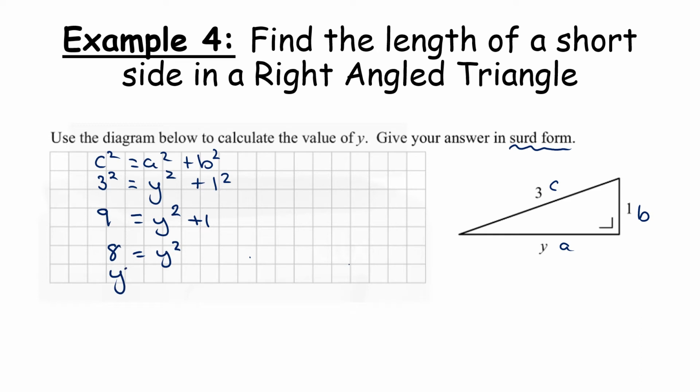So just flipping that to make it easier: y squared is equal to 8. y is equal to the square root of 8. So in this case we get y is equal to 2 root 2. So again, it's important you don't leave your answer in the surd form you get, but that you simplify it as much as you can.